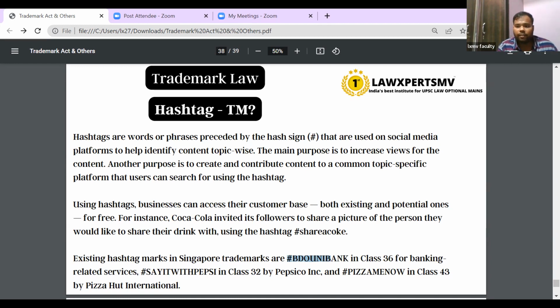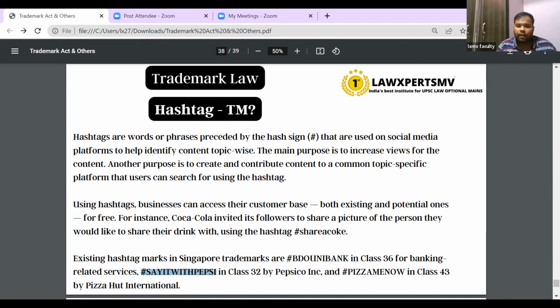You have Pepsi, the famous company Pepsi. They have the trademark for the phrase "say it with Pepsi." So nobody will be able to use this phrase "say it with Pepsi." The consumers can use it, but nobody else. Another company, say Coca-Cola itself, should not use the hashtag "say it with Pepsi." If they use it, that is an infringement.